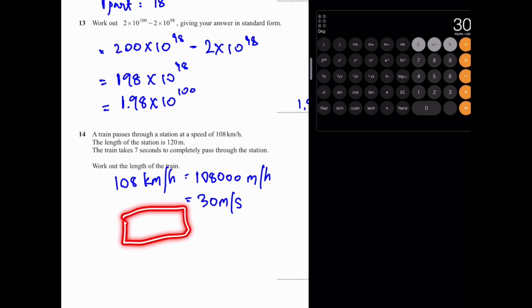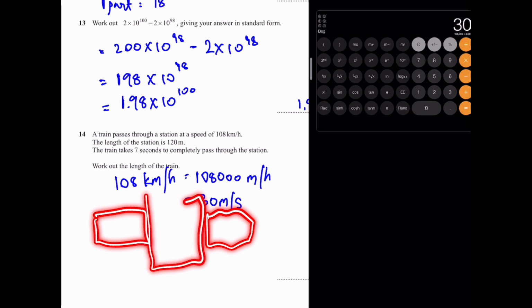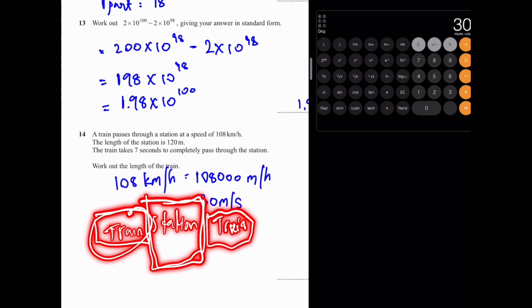Now let's do a pictorial representation. So let's say this rectangle is the station, and the smaller one is the train. From the time the head of the train enters the station to the time the tail of the train exits the station, that's 7 seconds. That's why I say completely pass through the station. That means we need 2 lengths of the train and 1 length of the station. So like this. The train enters, 1 full length of the train goes in, the length of the station, and then it exits the full length of the station.